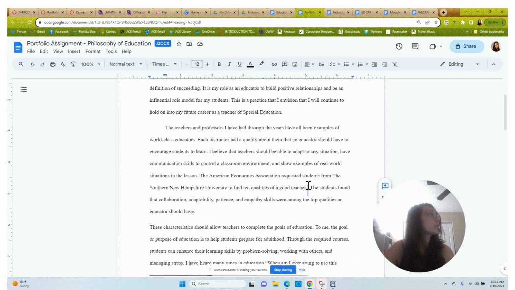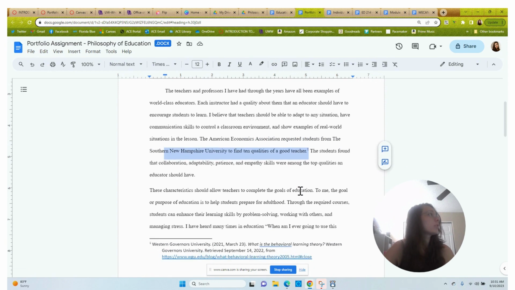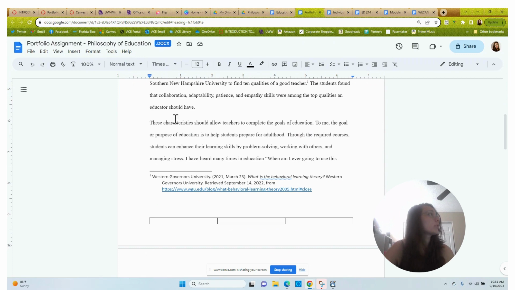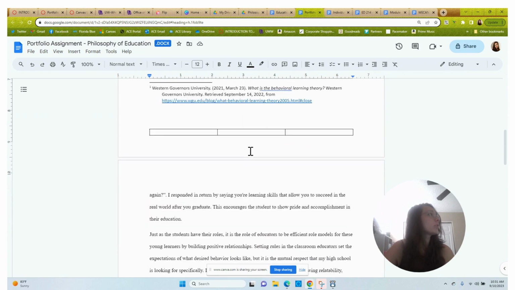This student, one thing I will note, you'll want to make sure you use APA. This student used footnotes as opposed to the in-text citations. But the content here is really, really good. It talks about different concepts. Then we come down here. The characteristics should allow teachers to complete the goals of education. And then he talks about what the goal of education was.